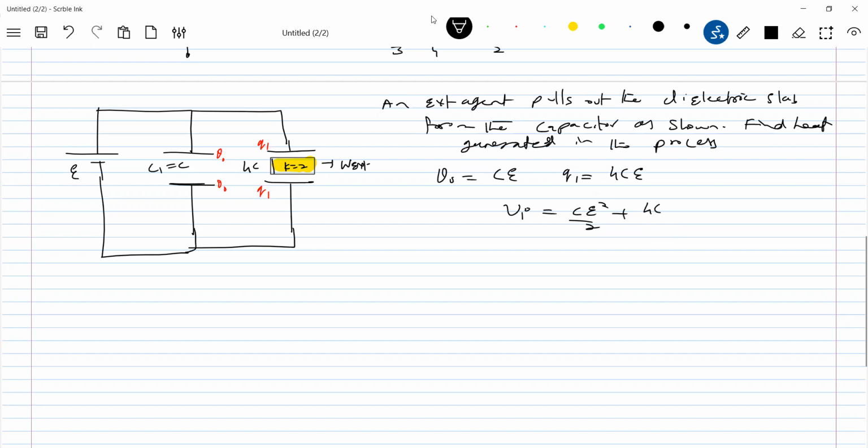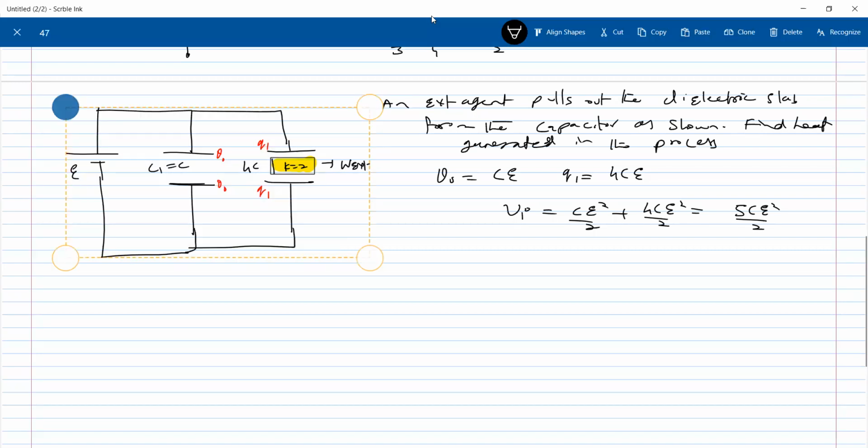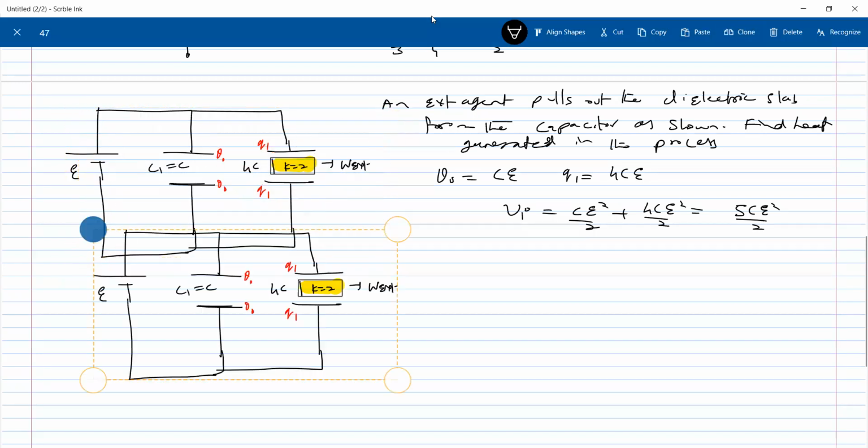What is the capacitance of this? 4C E square by 2. So this will be 5C E square by 2. Now what I do, X agent will pull out the slab from the plates of the capacitor.